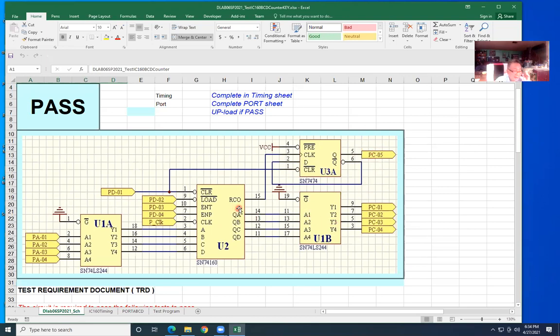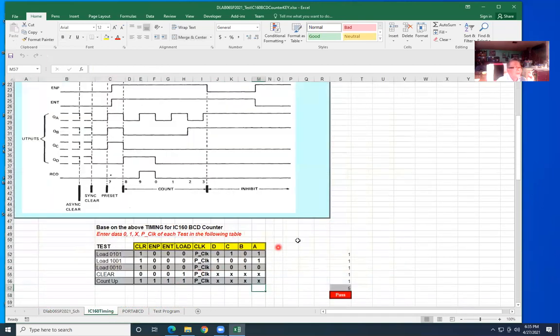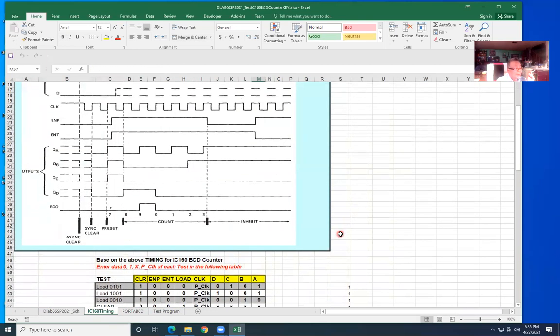Now, RCO. RCO means that is the carry output. Okay, that means when you go counting from 0 to 9, see what happened. I show you here. You see that one. You're able to get everything you want. Okay, carry right here, RCO. Normally it is 0. When it goes high, that's your clock pulse right there. That's the carry.